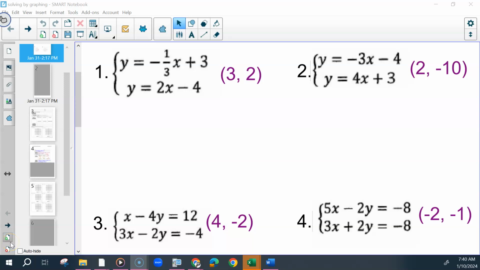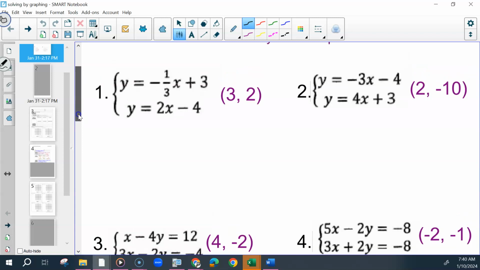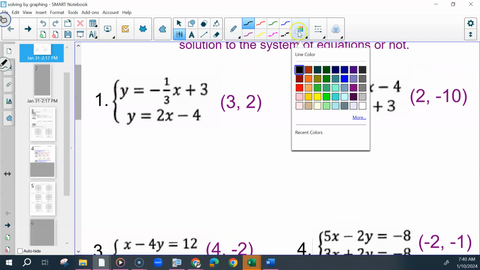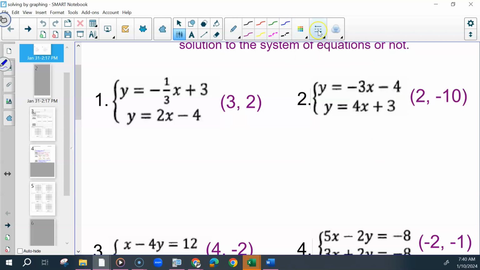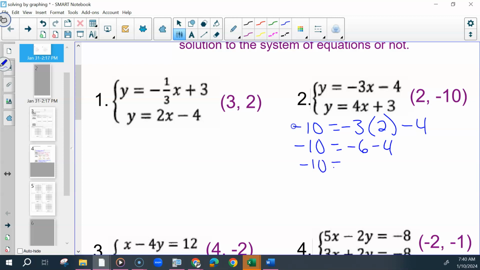Find that that was or was not a solution? It was. Well, the first one. The first one. So I'm hearing different things. So let's check it. For this one, it was -10 equals -3 times 2 minus 4. Oh, that's good. And this would give us -10.